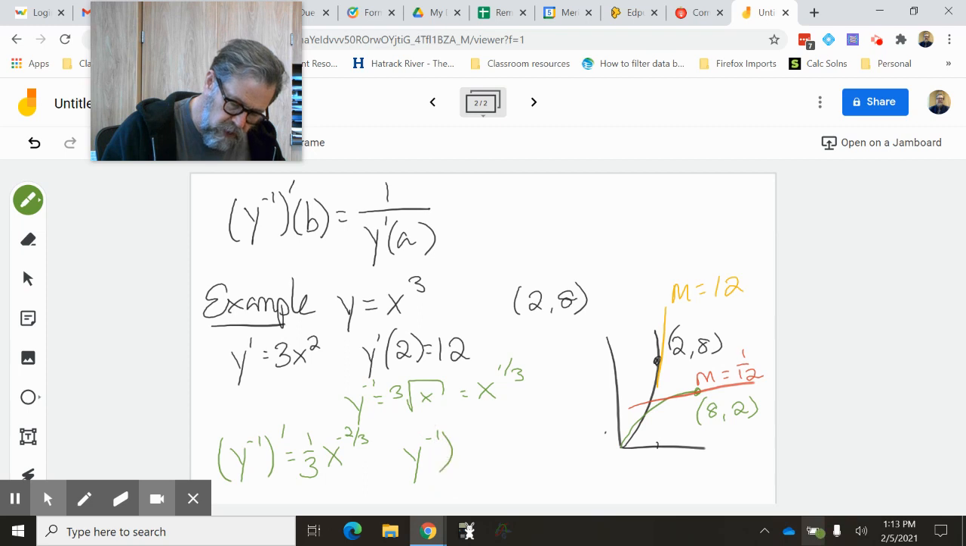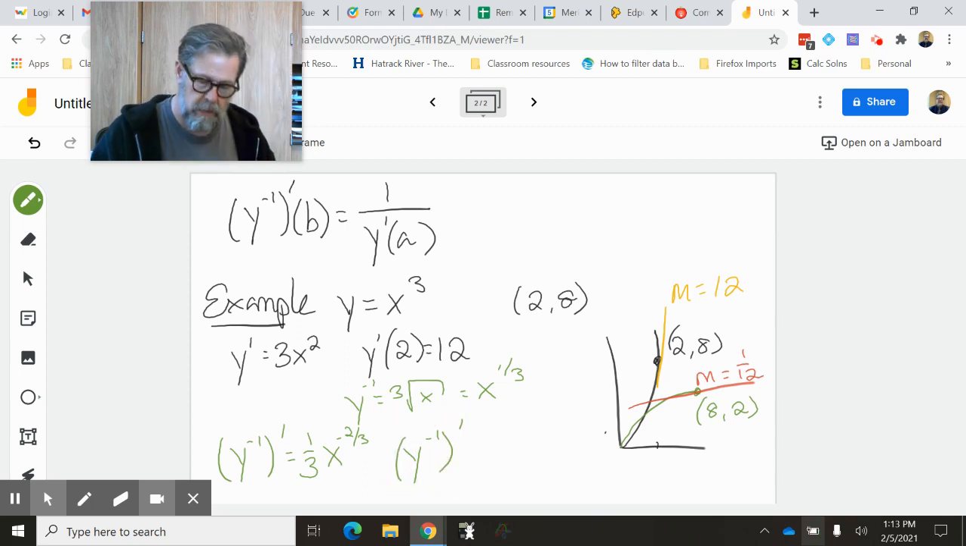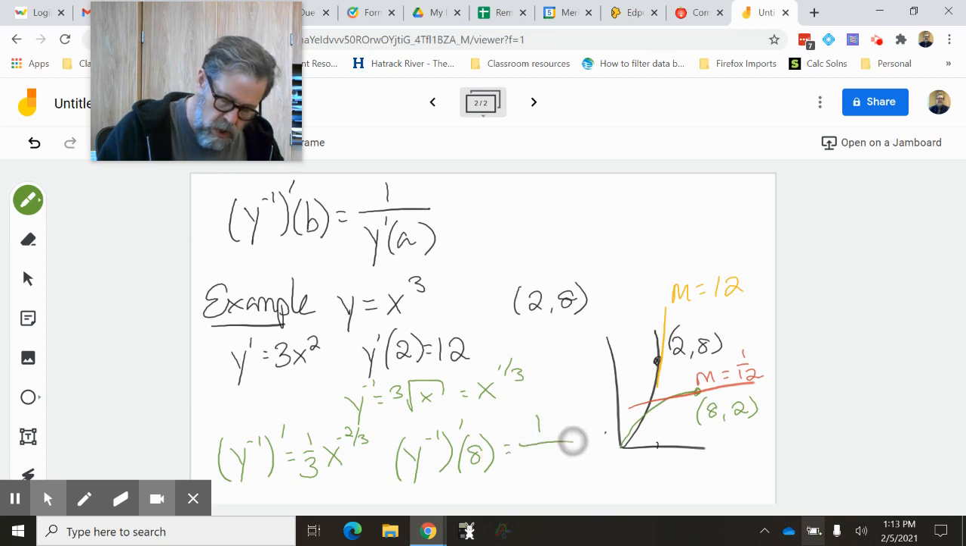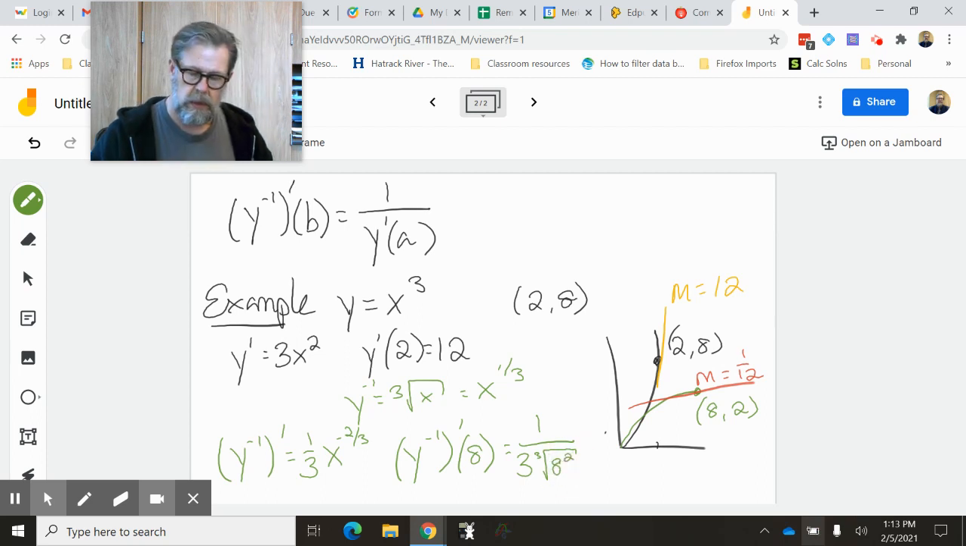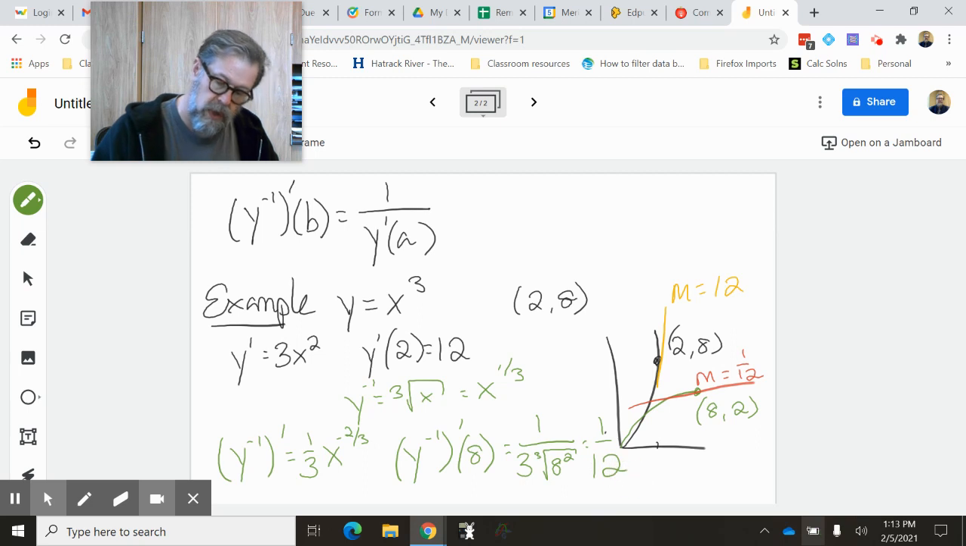Y inverse prime, or the derivative, at 8 equals 1 over 3 times the cube root of 8 squared. 8 squared is 64. The cube root of 64 is 4. I get 1 over 3 times 4, which is 1/12.